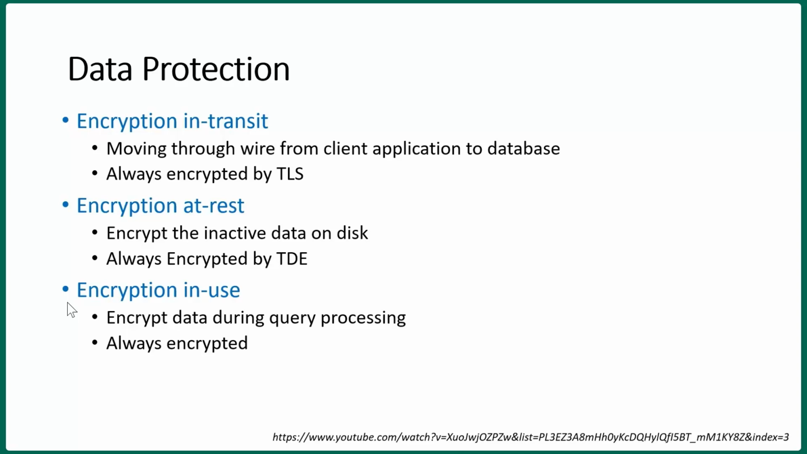And the third one is encryption in use. Not only does the data in transit need to be encrypted, at the same time data at rest needs to be encrypted. Both of them are enabled by default. The next one is in use. While the data is being processed in the SQL engine, it also needs to be encrypted. So it uses something known as Always Encrypted, using the technology of secure enclaves, which we are going to talk about in the coming slides.